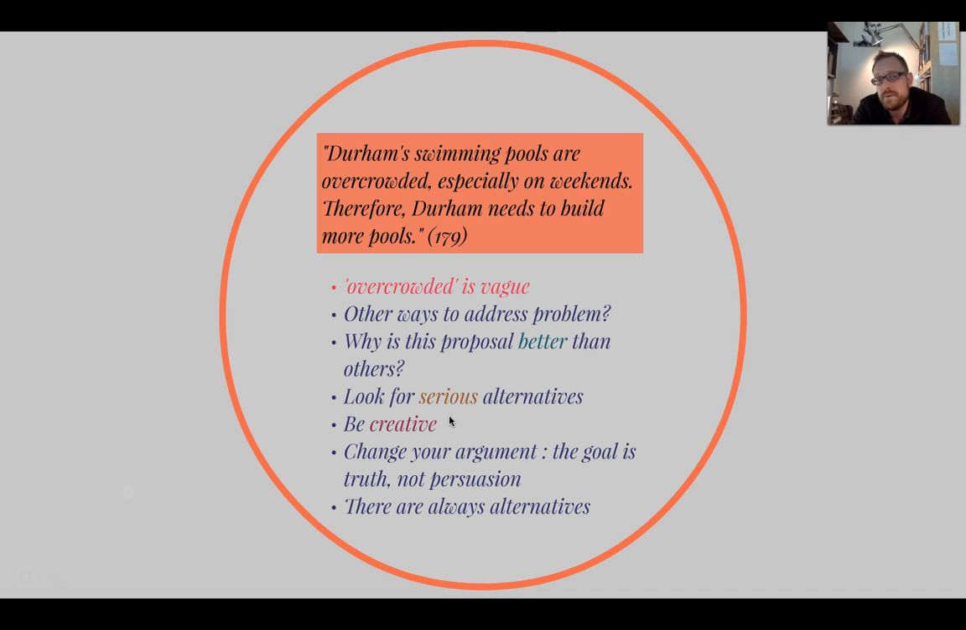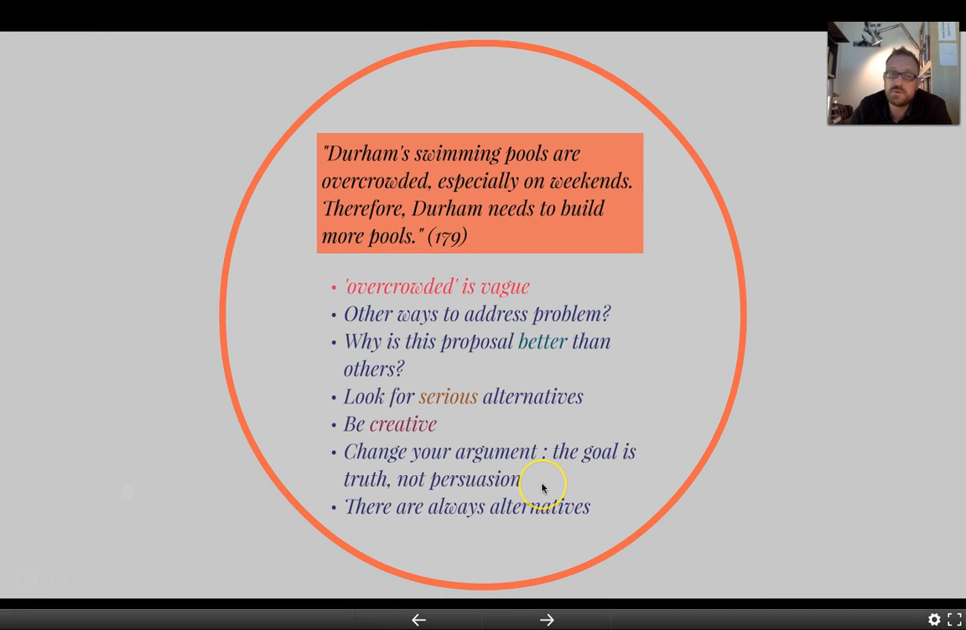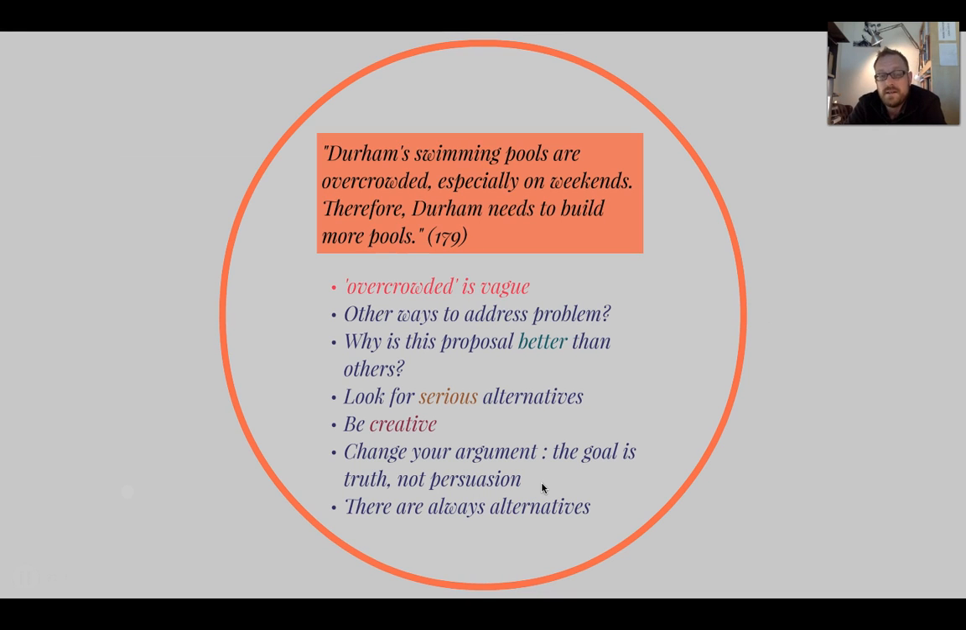Now, the other possibility is you may actually need to change your argument. Think here that the real goal is truth, not just persuasion. So the goal of an extended argument really shouldn't be just to have the best argument in that particular case, right? Just to win the argument, but ultimately to actually come up with a real proposal that makes sense and can actually address the problem.